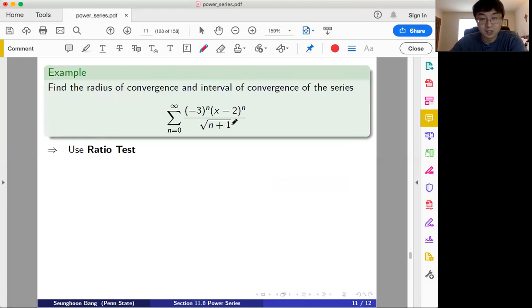Yes, you can use the ratio test because this is a constant to the power n, the x minus 2 to the power n. You can use the ratio test. This one doesn't have a power n in the denominator, so you don't use the root test, but I can change it. The problem is the sum from n equals 0 to infinity of negative 3 to the power n, x minus 2 to the power n, over n plus 1 to the power n. We have all power forms like this.